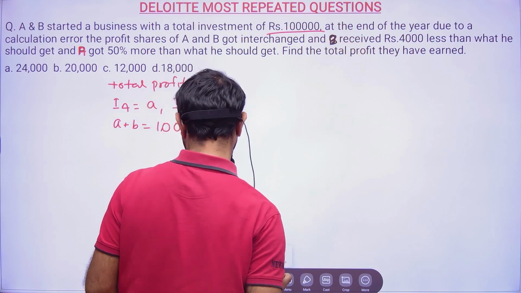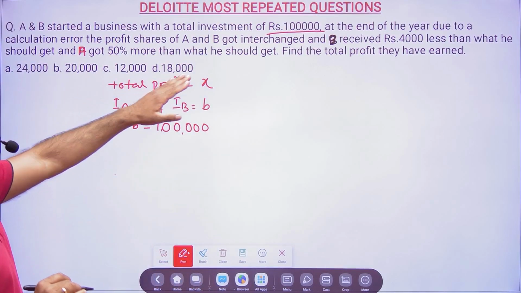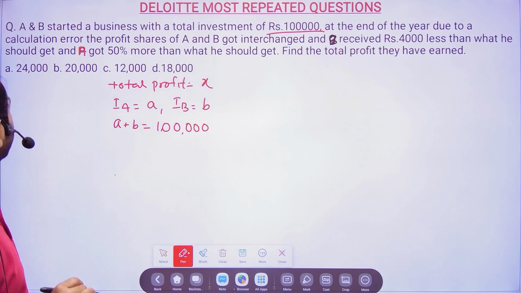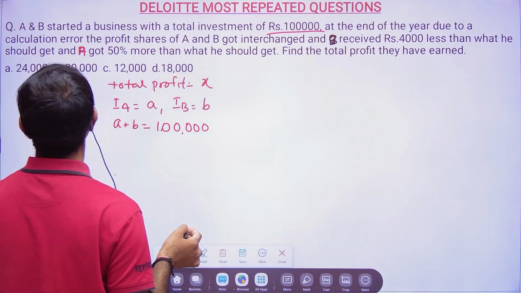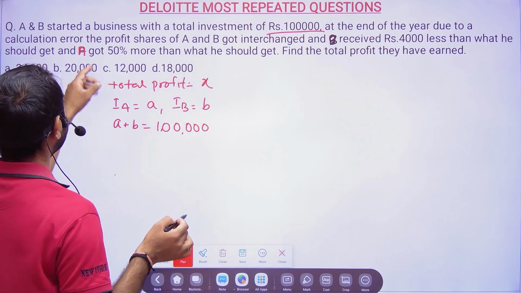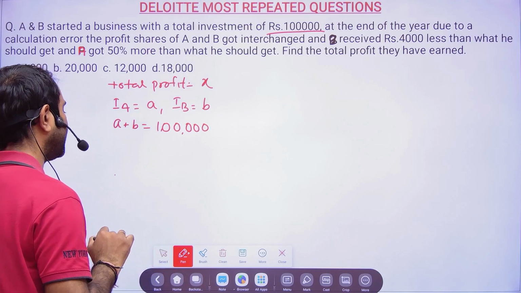Okay, B. Fine. So then what they're telling: at the end of the year, due to a calculation error, the profit share of A and B got interchanged, and B received 4,000 less than what he actually should get, and A got 50% more than what he should get. Find the total profit they have earned.